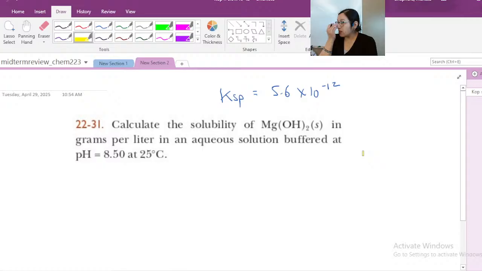And so the key concepts that you're thinking about is, okay, you have your KSP, and then it wants it in grams per liter, and then we're at a solution that's buffered at a particular pH, so that'll be the key on your exam. And so in this case, we're looking at pH of 8.5. So just what does that mean for our ICE table? So I'll let y'all start that before we go over it.